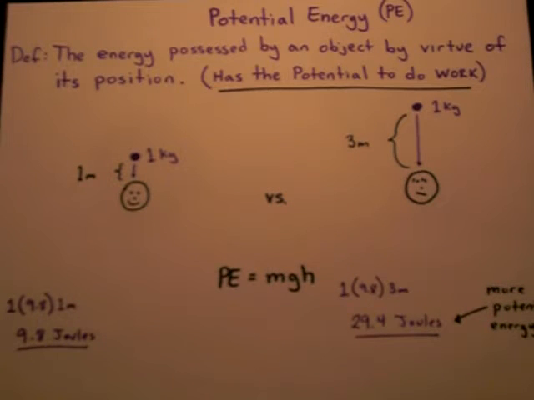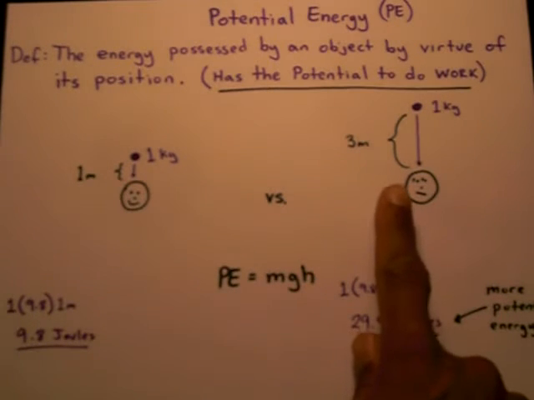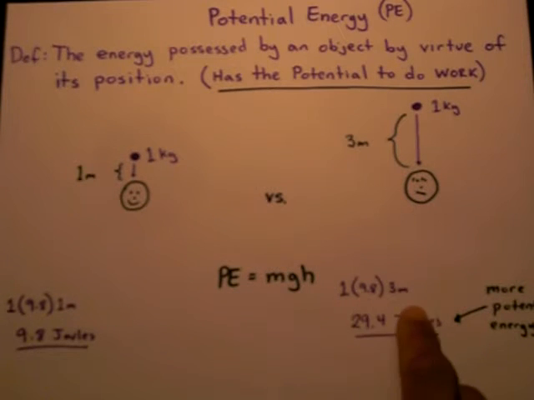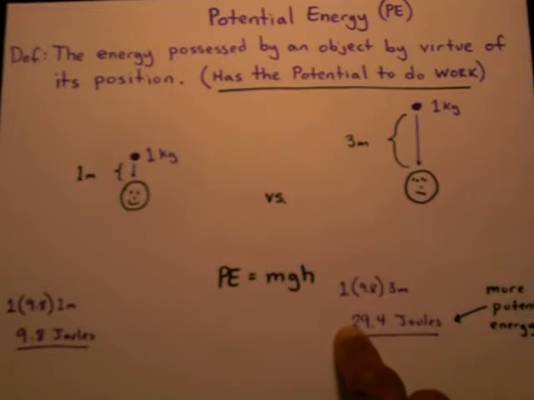Now, in case of this gentleman over here, we have the 1 kilogram object, 9.8 being gravity, and 3 meters above him. So there's actually 29.4 joules of energy or work that can be done on this guy. Clearly, with this ball being higher, it would have more potential energy.